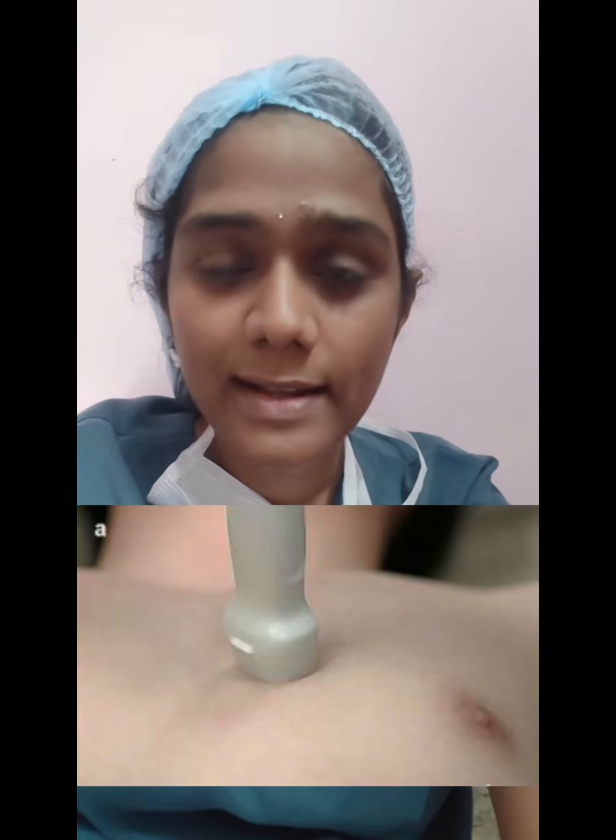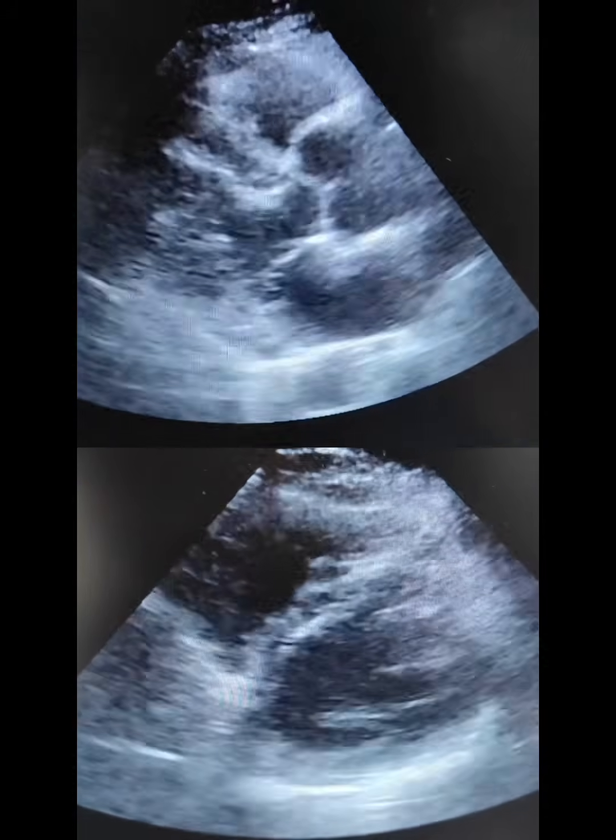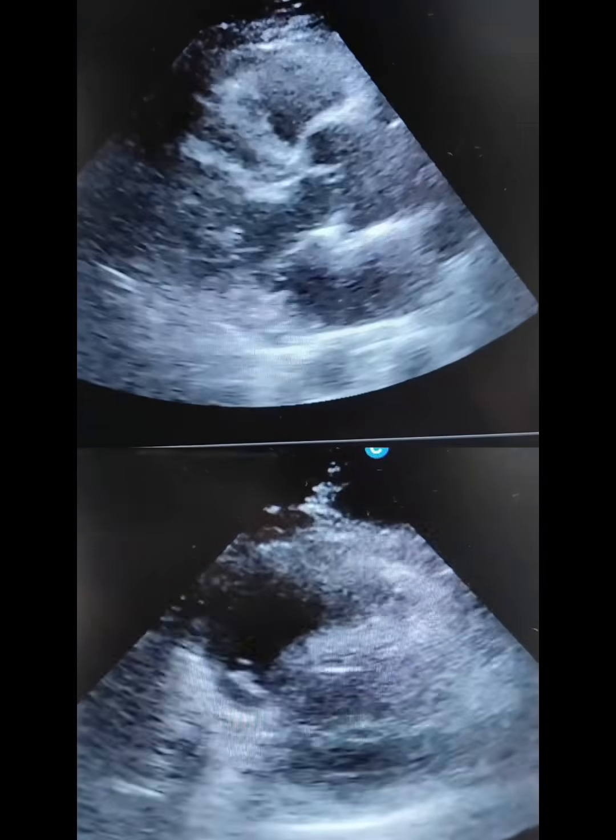Then in the second intercostal space, if the pointer is directed towards the opposite shoulder, it is called the parasternal long axis view. If the pointer is directed towards the same shoulder, then it is called the parasternal short axis view. In these views, we can check for contractility and any hypertrophy.